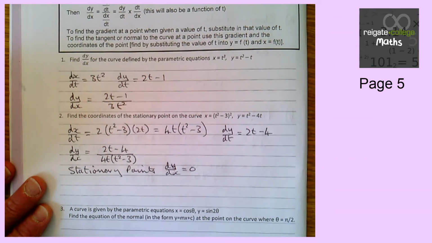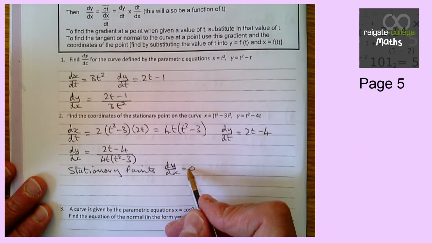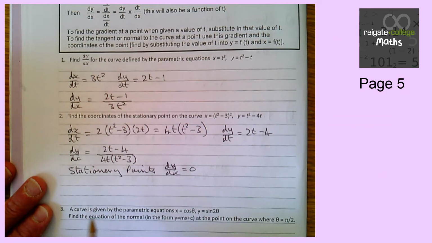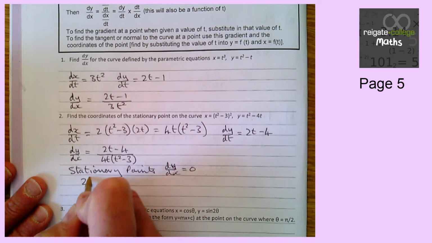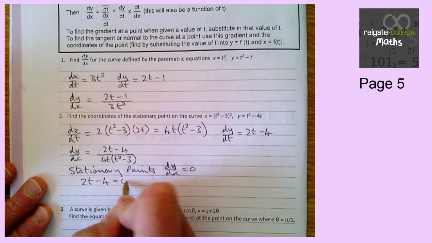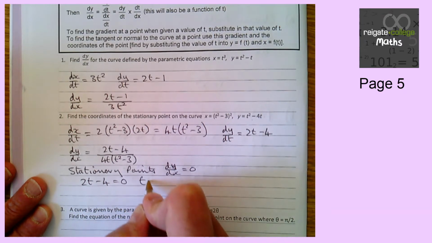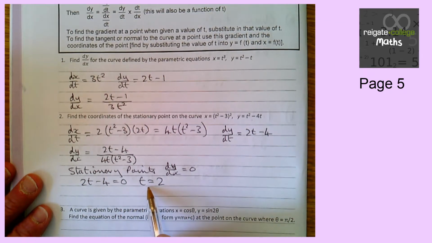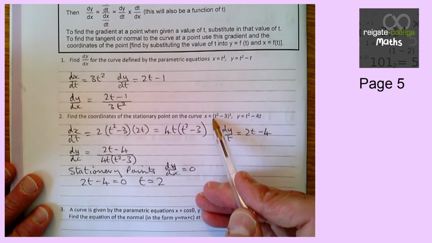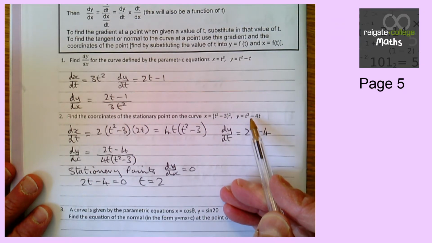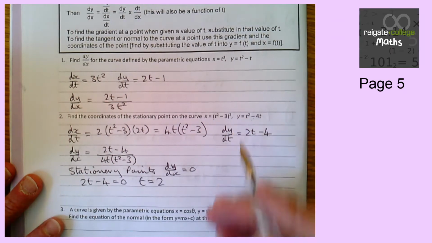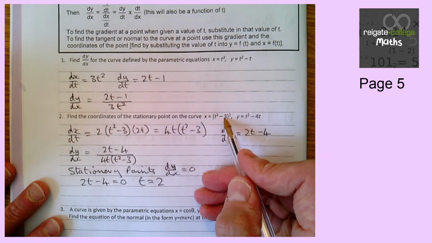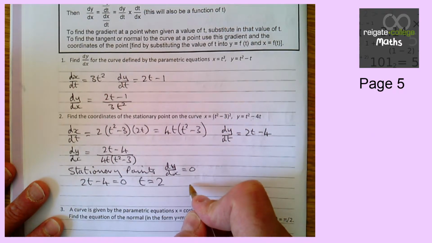It helps you actually. So we want dy by dx to be equal to 0. For a fraction to be equal to 0, its numerator must be equal to 0. So 2t minus 4 equals 0, and that means t equals 2. So at the stationary point t equals 2, we want to find the coordinates. We're just going to substitute them into the x and y functions there. Substitute 2 in there, we get 2 squared is 4, minus 3 is 1, 1 squared is 1.